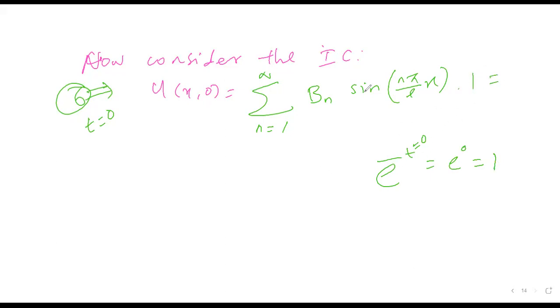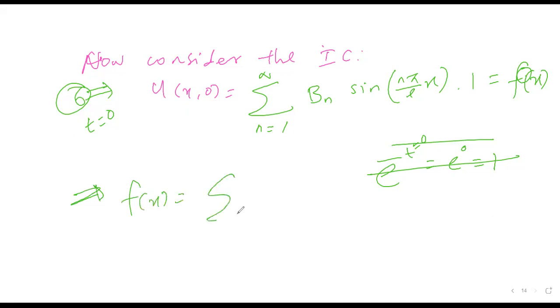So from my initial condition, I can write this is equal to f of x. In some cases it can be 0 in your examples. So f of x is a function of x, which I can write as the summation n equal to 1 up to infinity of bn sine n pi x over L.